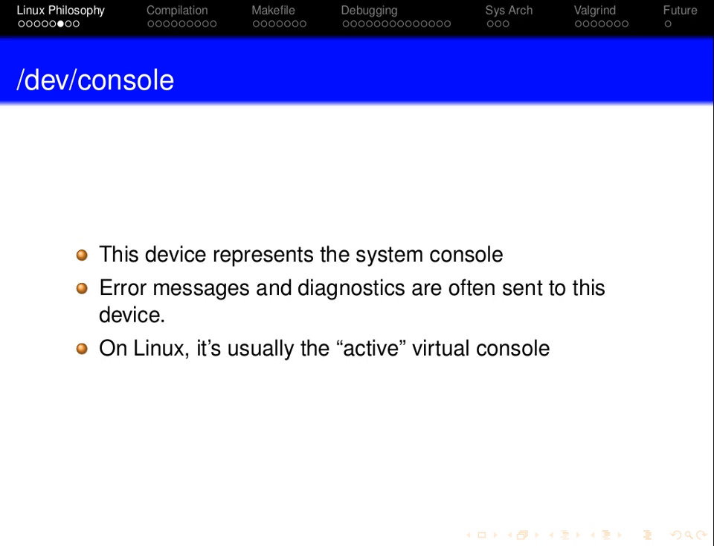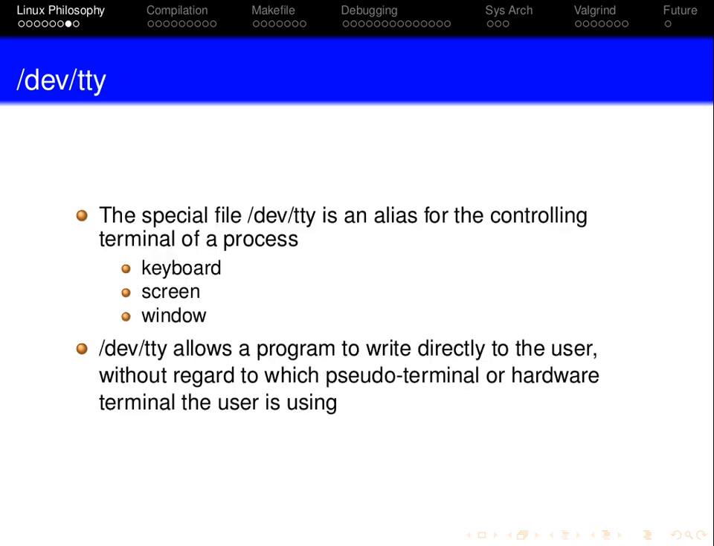Dev console is your system console, aka what you're looking at. It's usually the active virtual console. You can actually have multiple consoles if you wish, but in general, dev console is what you're staring at. And then TTY. Does anyone actually know what TTY stands for? I mean, besides people who have taken the class already? Yes. Something with terminal. Close, yeah.